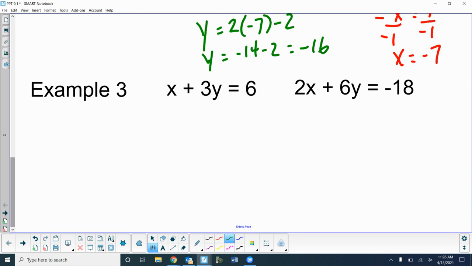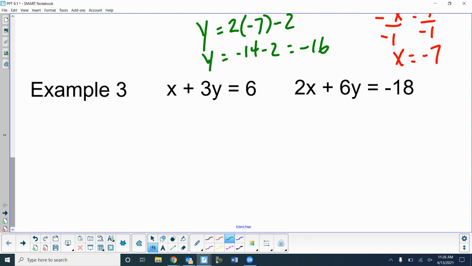All right. So what happened in this one? Ally? Why? Because of the 6y. Yeah, the 6ys canceled, didn't they? So you got a false statement, right? That's gonna happen once in a while.